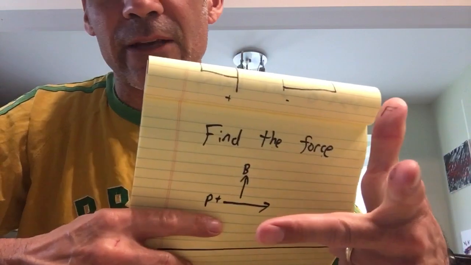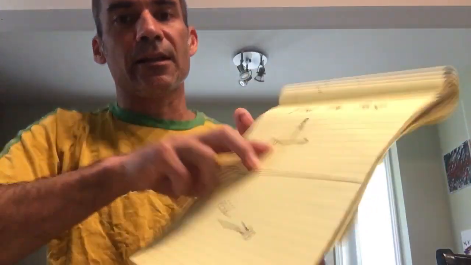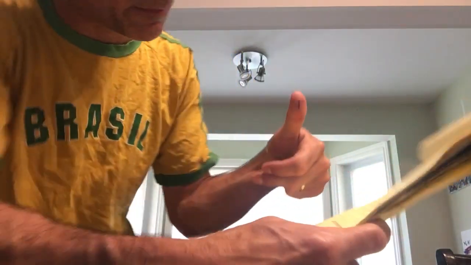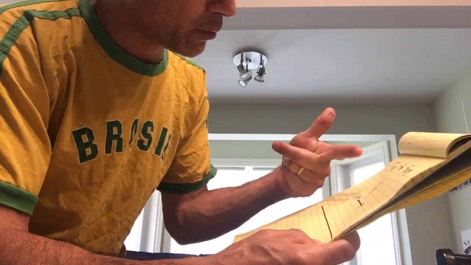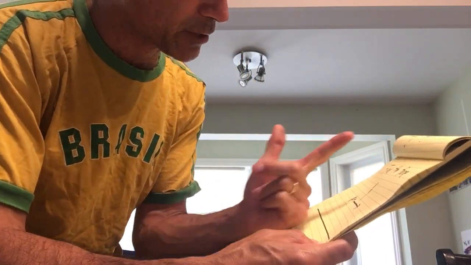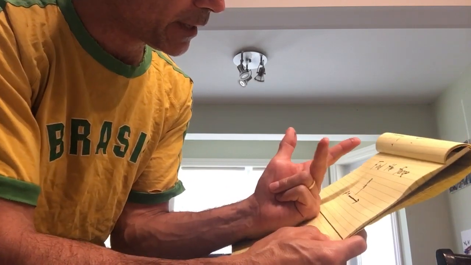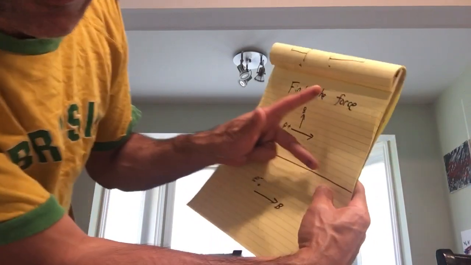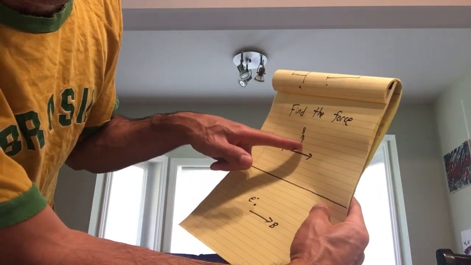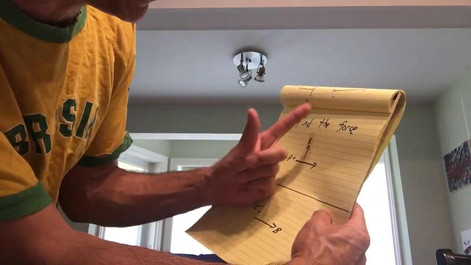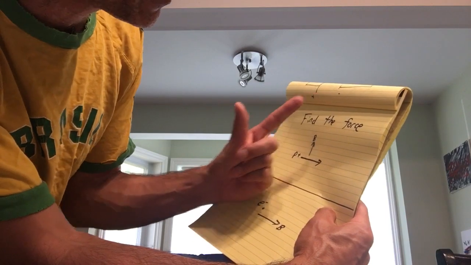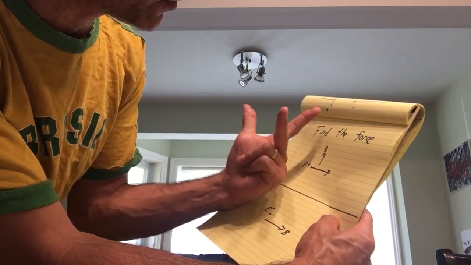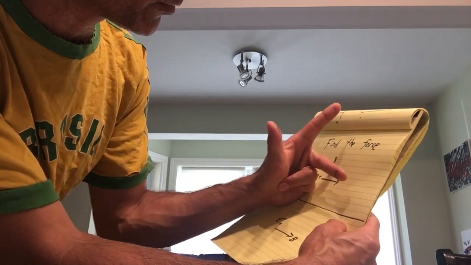So I'm going to take my left hand and point my thumb. My thumb's going to tell me the direction of the force. I'm going to point my index finger in the direction of the magnetic field, my middle finger in the direction of the current. Notice my magnetic field is going up, so my index finger is going up. My current is going to the right, so my middle finger will go to the right.